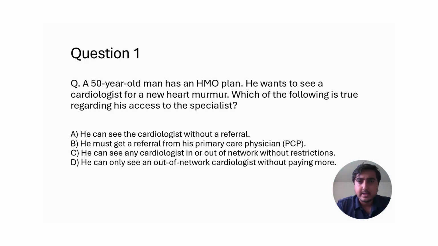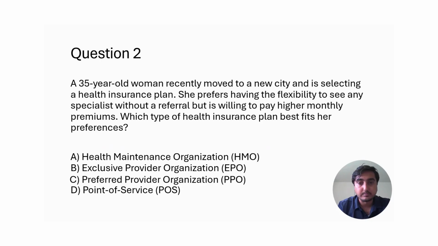A 50-year-old man has an HMO plan. He wants to see a cardiologist for a new heart murmur. Which of the following is true regarding his access to the specialist? Option A, he can see the cardiologist without a referral. Option B, he must get a referral from his primary care physician. Option C is he can see any cardiologist in or out of network without restrictions. And option D is he can only see an out of network cardiologist without paying more. Now, if we remember the diagram that I discussed during the presentation, the correct answer would be option B. He must get a referral from his PCP. Remember, HMO and POS plans require a referral from the PCP.